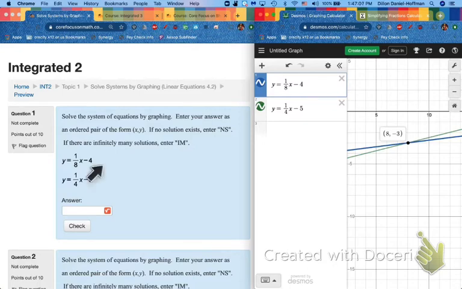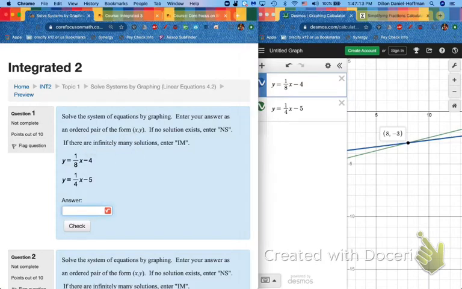Now notice what it says. Enter an ordered pair of the form parentheses x comma y. That means yes, you have to write the parentheses. You have to write your x, you have to put a comma, and then whatever your y is. You're just copying from over here.